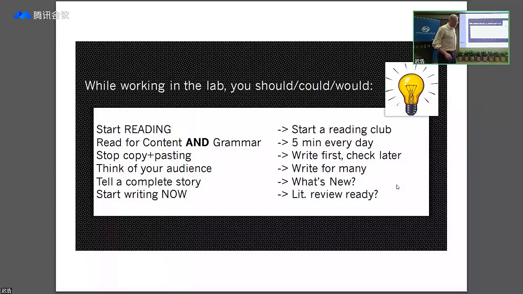Okay. So this is my list of tips that I think you're now in a position to start doing. So pretty much that's all for today.